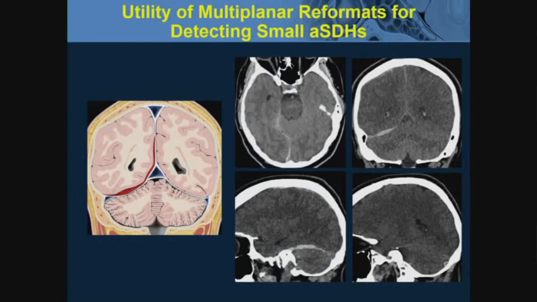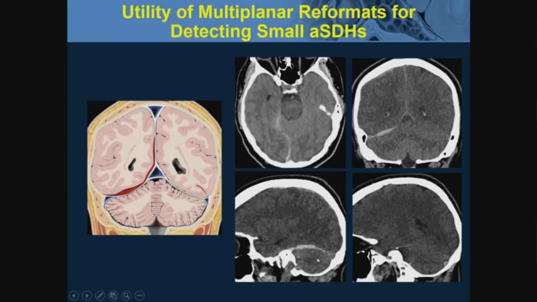Well, first of all, thank goodness we now have our multiplanar reformatted scans. We're not going to miss the small, thin subdural hematomas over the convexity. We're not going to miss these small, thin peritentorial hematomas, which may be difficult to see on the axial plane. Maybe there. Yes, I think it is, but no problem on the coronals and the sagittals.